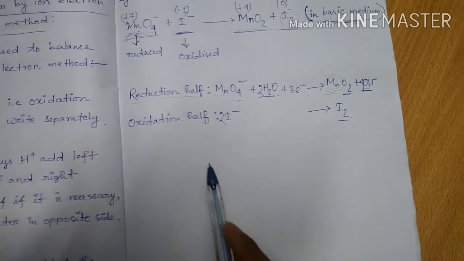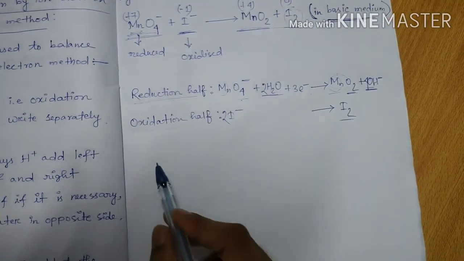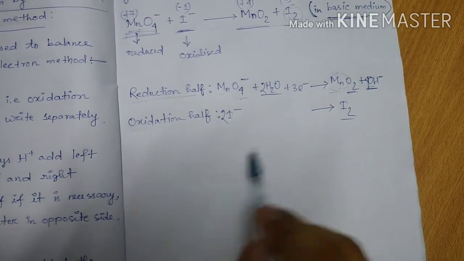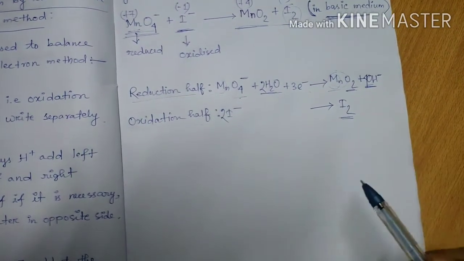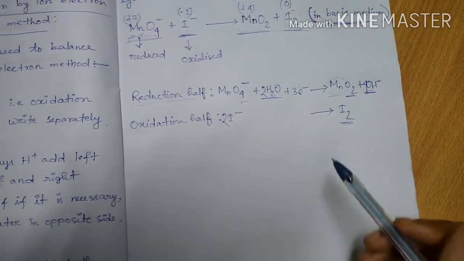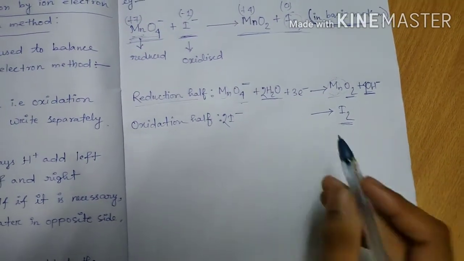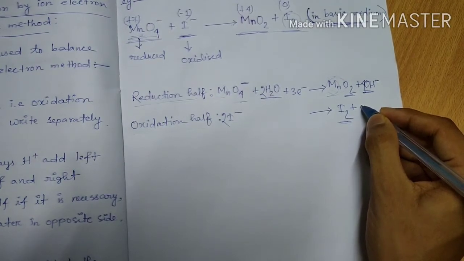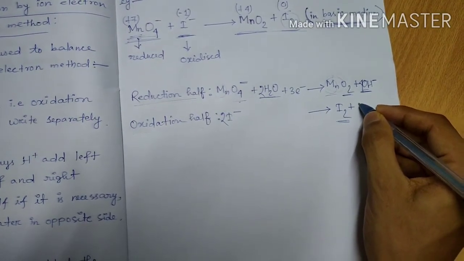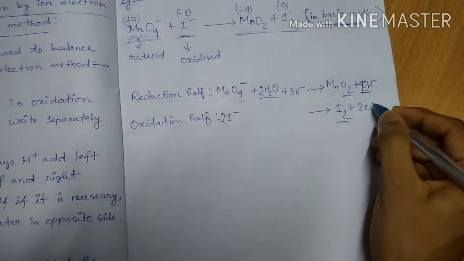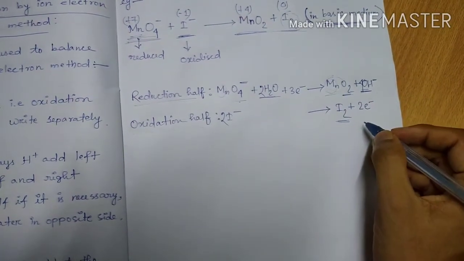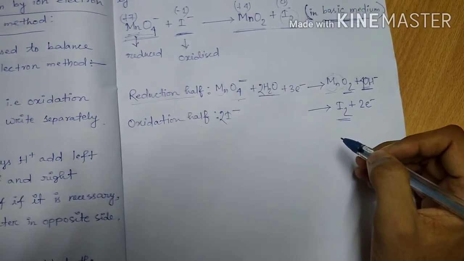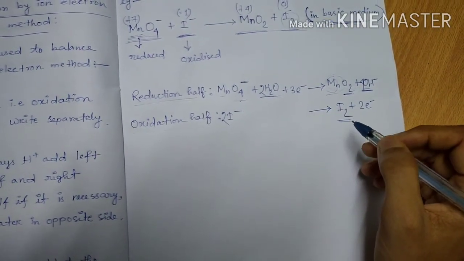Now come to the oxidation half. Here you see 2 negative charge is present in the left side, but in the right side no charge is present. So to balance this negative charge we have to add 2 electrons in the right side of the oxidation half according to rule number 4.